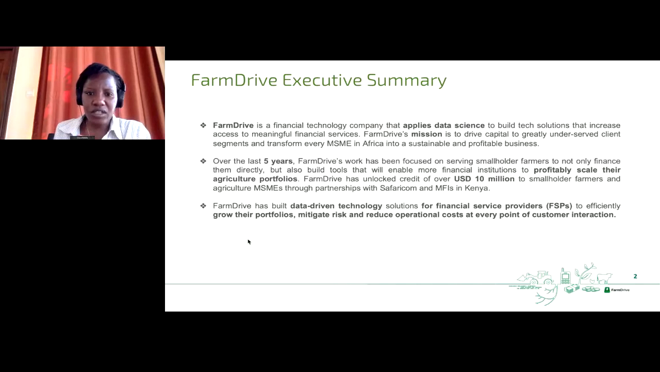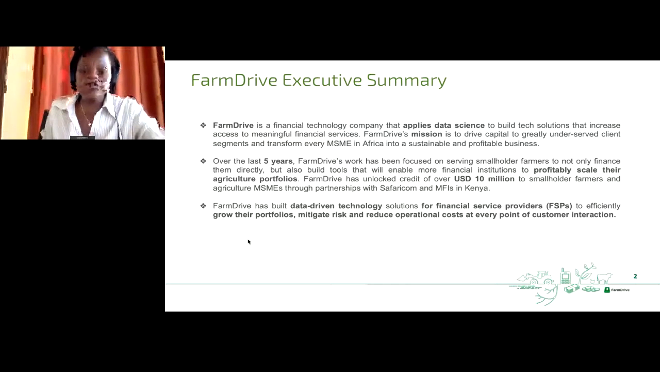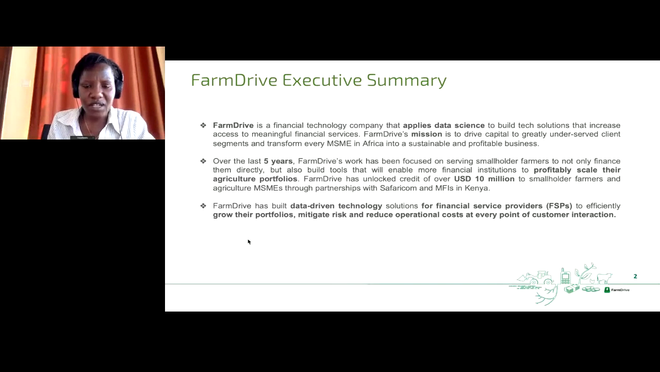Over the last 2 years, based on the efforts and the lessons from the first 3 years of our work, we've managed to unlock slightly over $10 million to date to smallholder farmers and value chain players, the SMEs that work in the agriculture sector in Kenya, through partnerships with financial service providers.